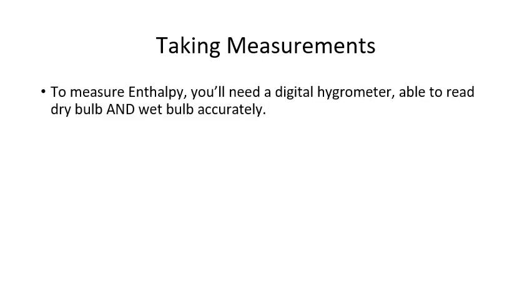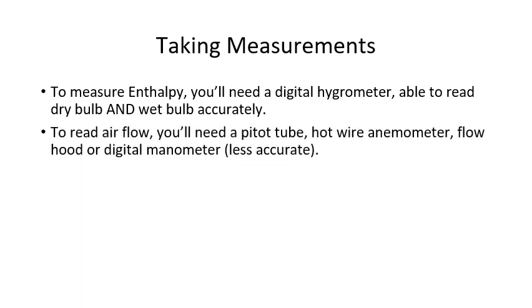Well, as we mentioned before, in order to measure enthalpy and dry bulb and wet bulb temperature, we need a digital hygrometer that's able to read both dry bulb and wet bulb accurately. To read airflow, we'll need either a pitot tube, a hot wire anemometer, a flow hood, or a digital manometer. Now, a digital manometer may be the only thing you have on the truck on a day-to-day basis in order to read airflow. So if you're going to use that, we need to be as accurate as possible and accept the fact that we may not be able to take an extremely accurate reading, and we have to factor that into our diagnosis.